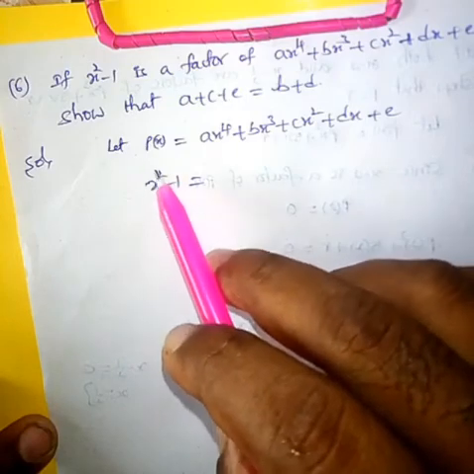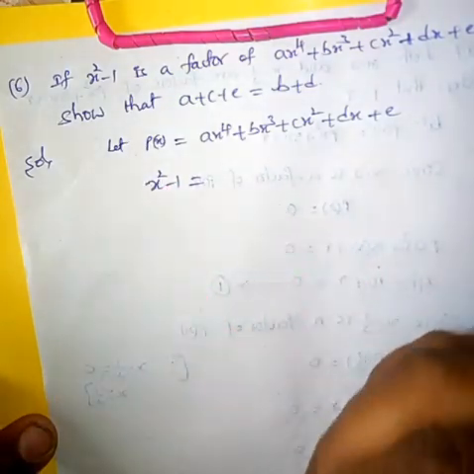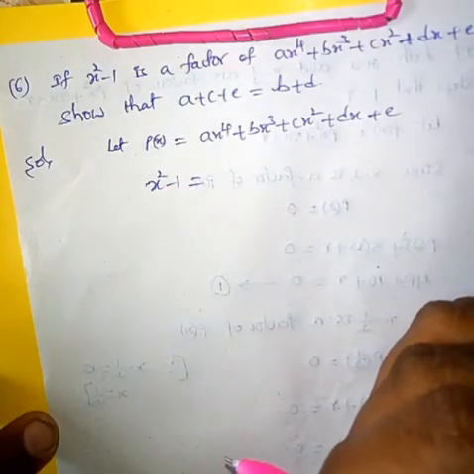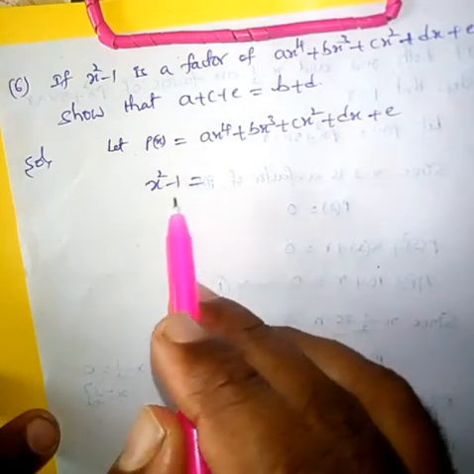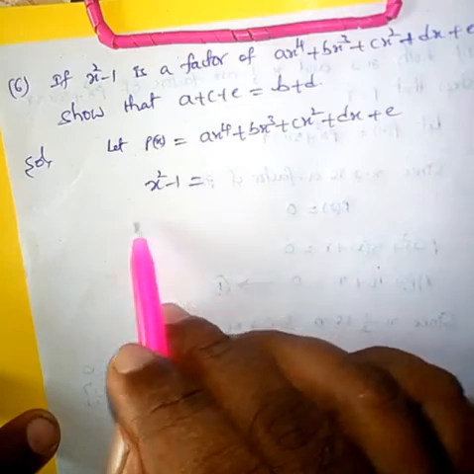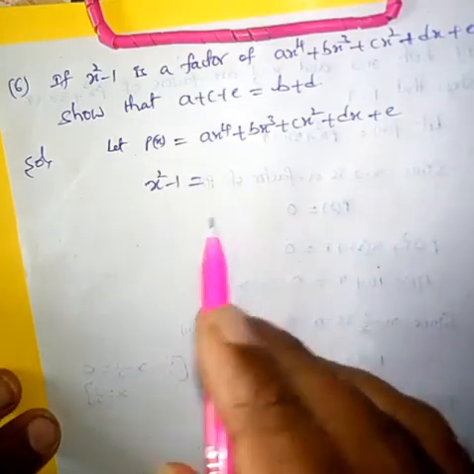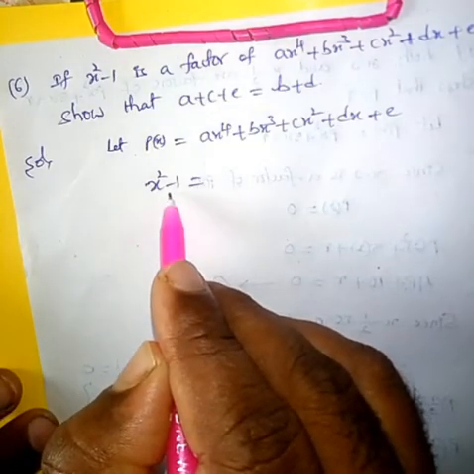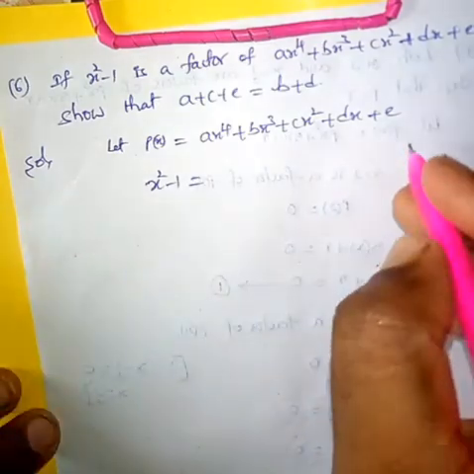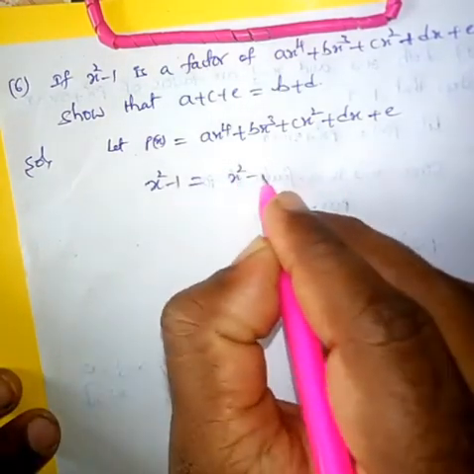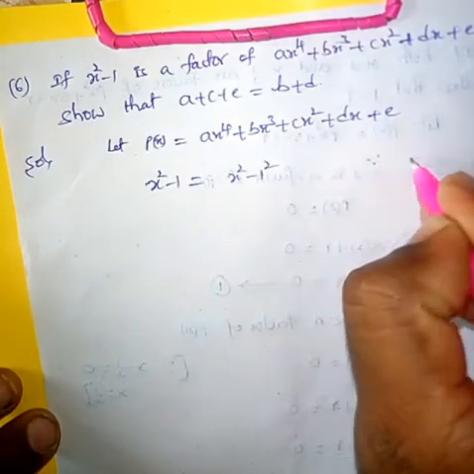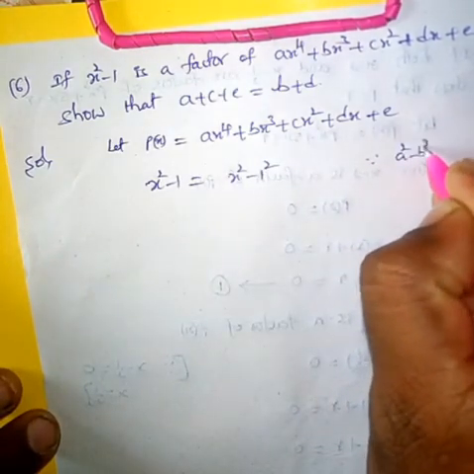Children, given that x square minus 1 is a factor of p(x), that means you can write the second degree polynomial as the product of two linear polynomials. Let me explain how you can split this. This is in the form of a square minus b square. Yes, x square is x square, and you can write 1 as 1 square.